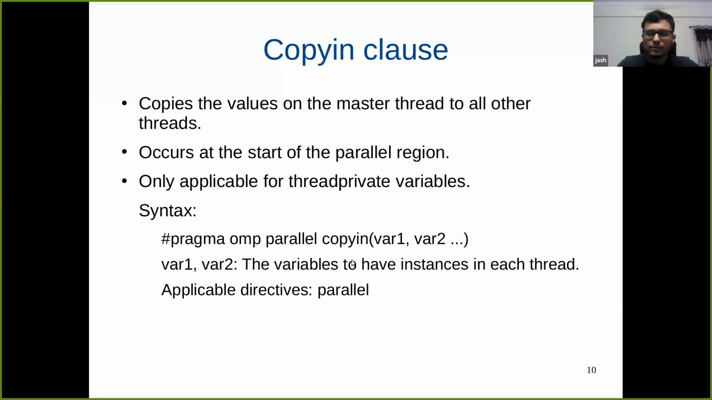which I haven't done. So applicable directives are parallel as well as parallel for and for. So we can apply it for these three directives. And the syntax part we have already seen. And it is applicable for thread private variables. And we should specify it at the start of the parallel region.